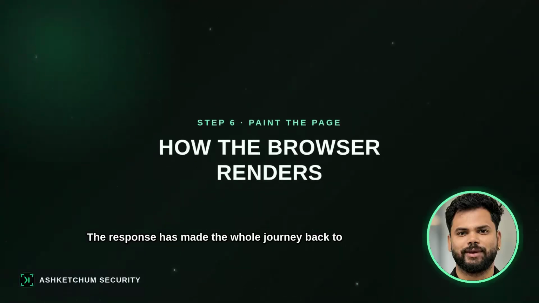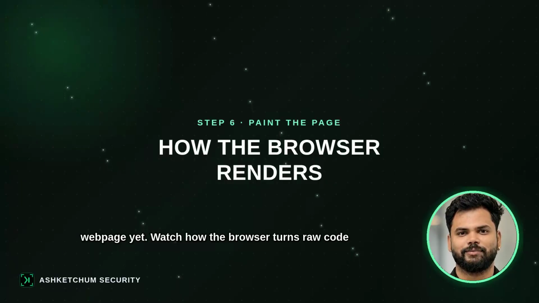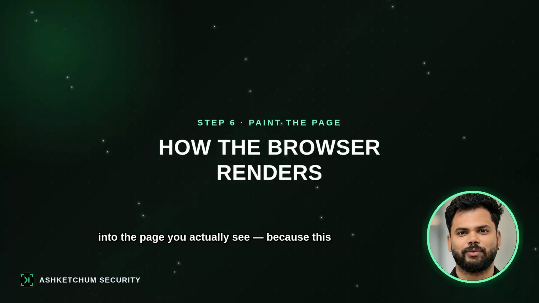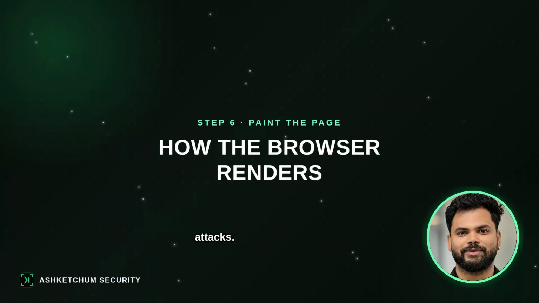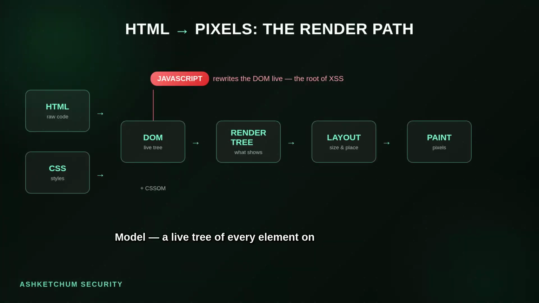The response has made the whole journey back to your browser. But a pile of HTML isn't a web page yet. Watch how the browser turns raw code into the page you actually see, because this last step is home to an entire class of attacks. When the HTML arrives, the browser runs a pipeline to turn it into pixels.